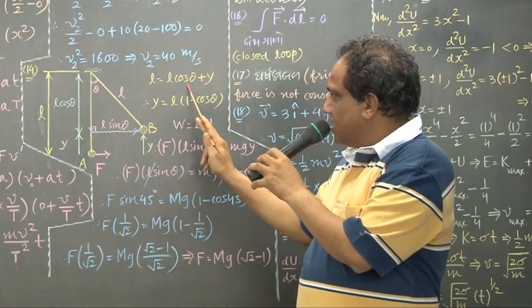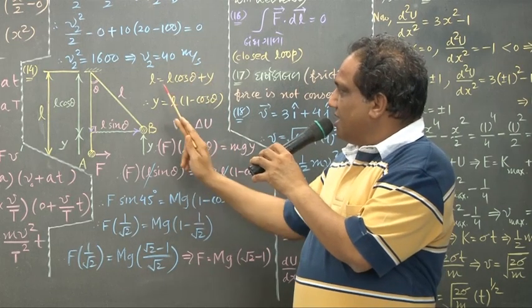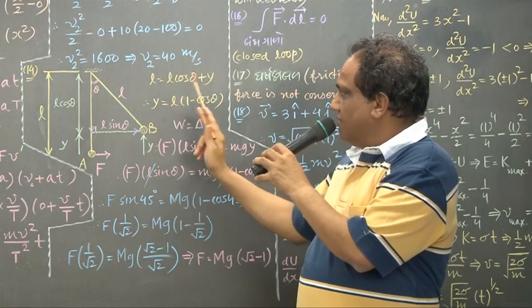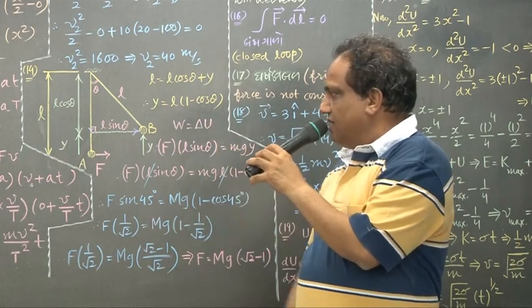L equals L cos theta plus y. Find out y. Take this on the left side. L you can take common inside the bracket, 1 minus cos theta. Y equals L into 1 minus cos theta.